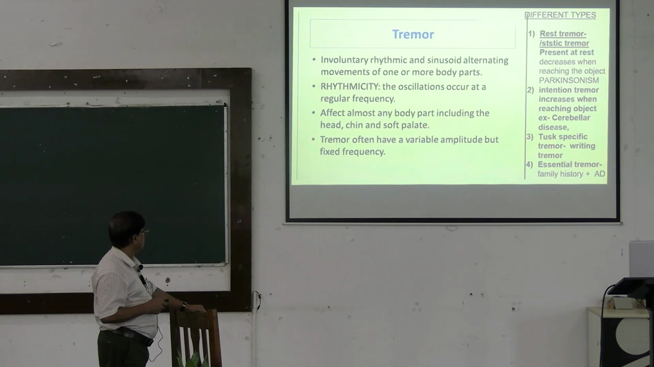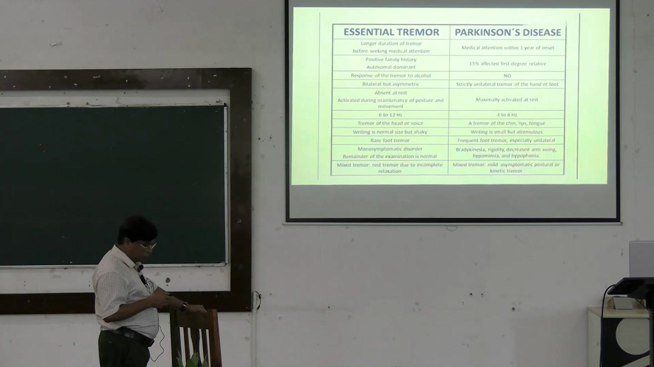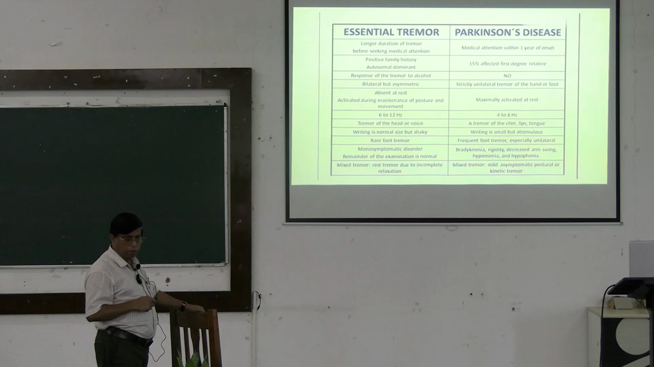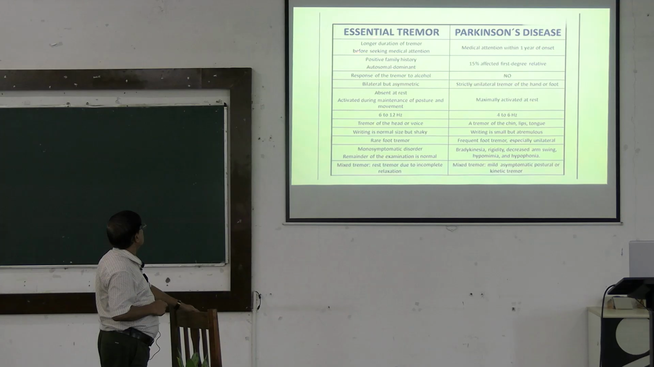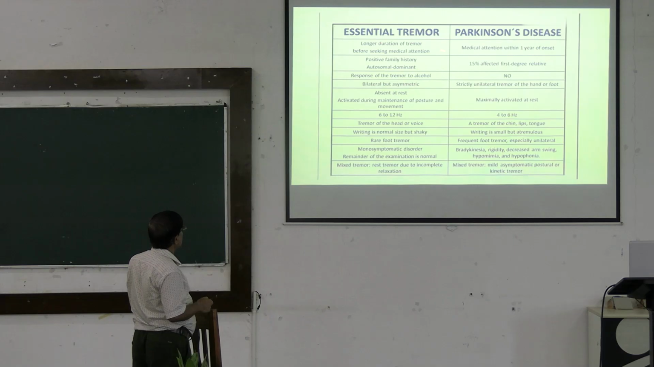Other tremors are also there, you have to remember. Now, we have already mentioned some points. This is a very important table: how to differentiate essential tremor from Parkinson's disease. Because essential tremor, I have told you, is the commonest type of disorder. Tremor runs in families. These are the differences between Parkinson's tremor and essential tremor. It's a longer duration.